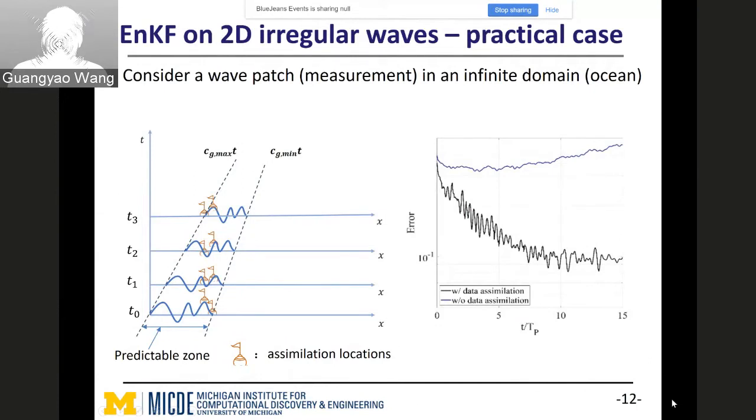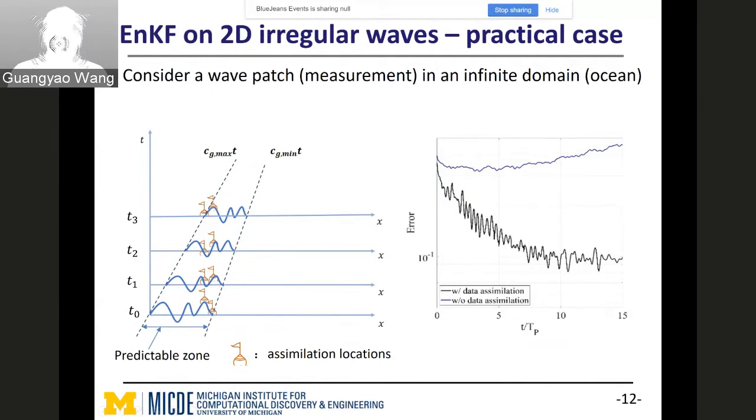Then we look into a more practical case, because if we want to simulate the wave in the real ocean environment, the computing domain should be infinite instead of finite. So in that case, we may only be able to get the information for one part of the whole domain. For example, let's look at the figure on the left side.